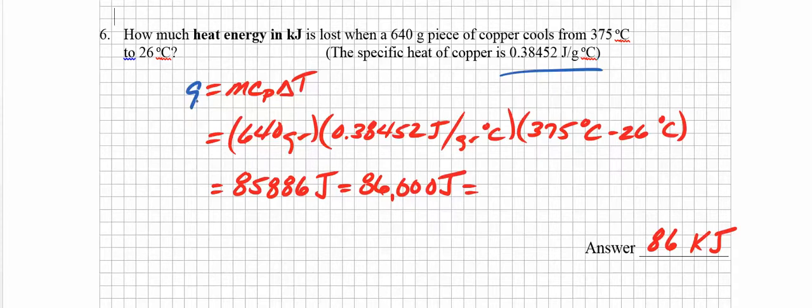So let's use our formula. We're looking for Q, the amount of heat energy. They want it in kilojoules though, don't forget. We want this answer in kilojoules. So we got Q is equal to the mass times specific heat times delta T. That's the basic formula there.